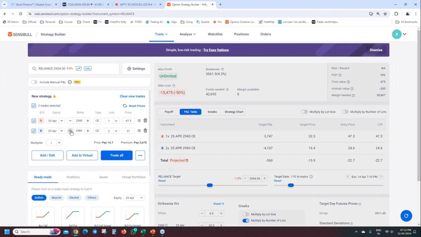Let me take the 2980 call option, 2980 call option with 1.5% stop loss. What is happening?